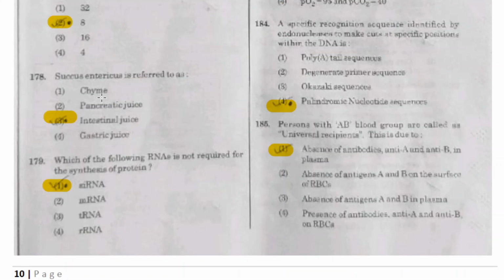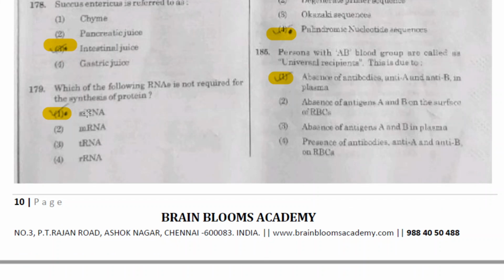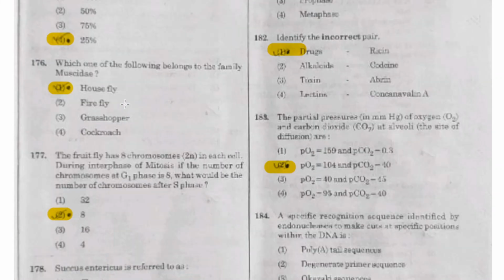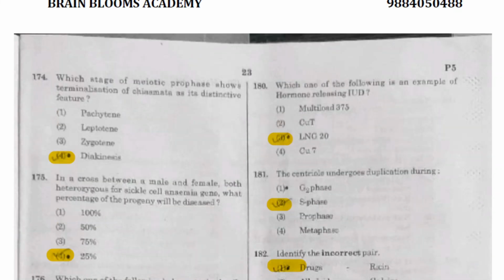And succus entericus is the intestinal juice. Which of the following RNA is not required for synthesis of protein? Messenger RNA, tRNA, it's all protein synthesis. They are all involved in protein synthesis. siRNA is not involved. This is also a very easy question.